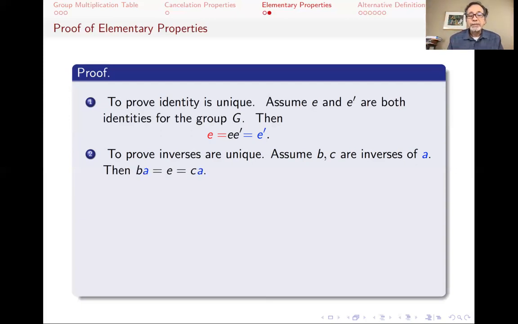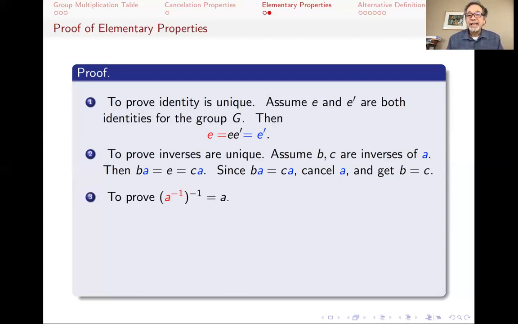What we know is that BA equals E equals CA because B is the inverse of A and C is the inverse of A. If you have BA equals CA, we just proved that we have cancellation. And by cancellation, we can cancel A and we get that B equals C. We don't actually need both cancellations to get this fact. We just needed left or right cancellation and we would have got that B equals C.